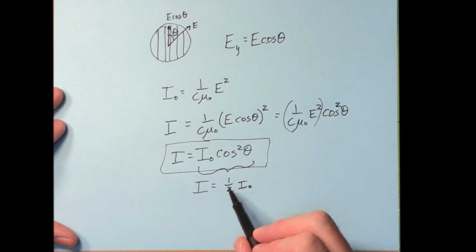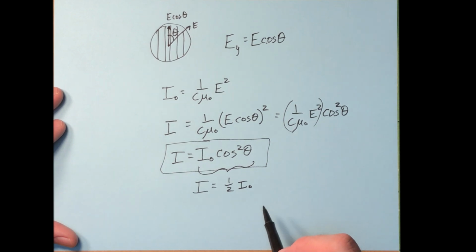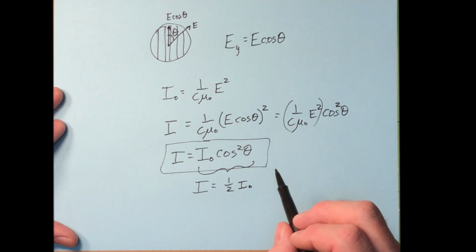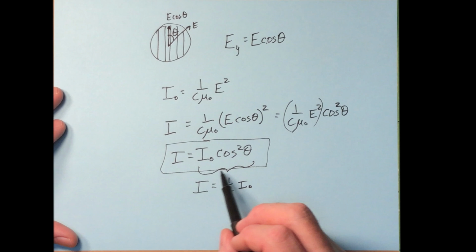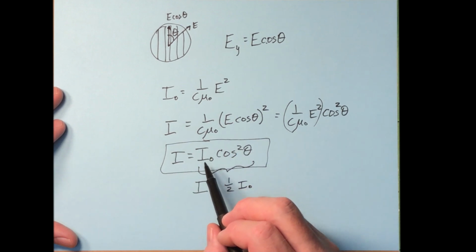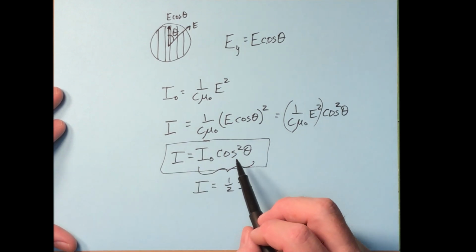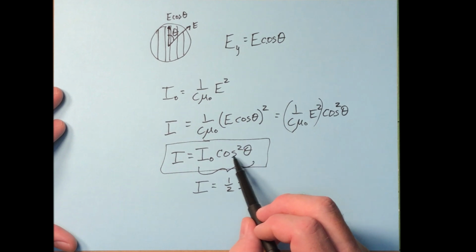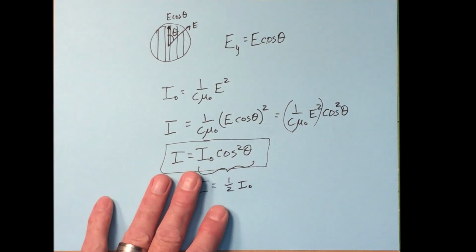So that's where that 1/2 comes from when you pass unpolarized light through the first filter. But if you pass polarized light through another filter, then you use this equation here. Okay, and this comes about because the average of cosine squared is going to be 1/2. All right, let's use this information then to work a problem.